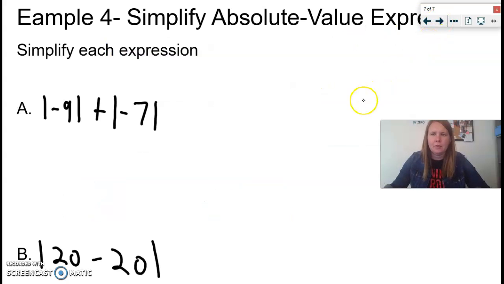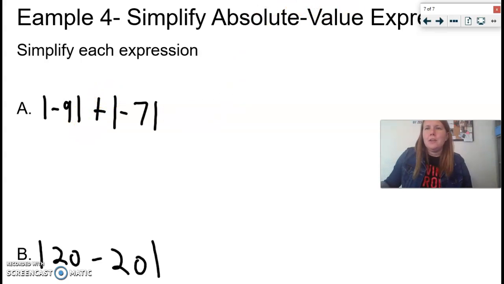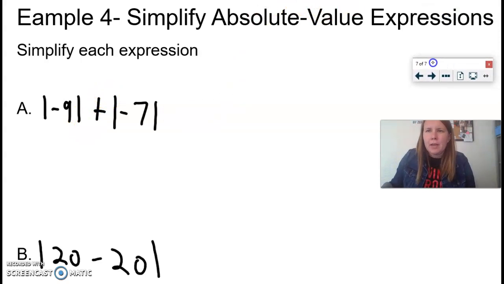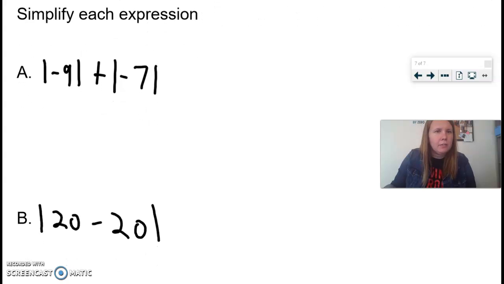So let's look at some examples. I wrote these with my pen already just because it's kind of hard to type in your absolute values. It says simplify absolute value expressions. Simplify each expression. Simplifying can also mean solving or just making it look simpler to solve out.